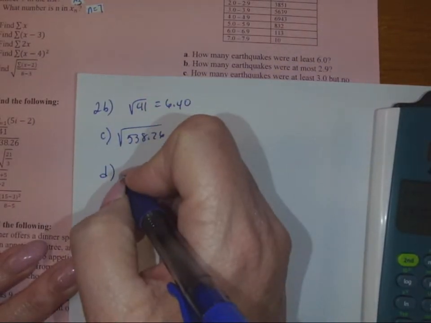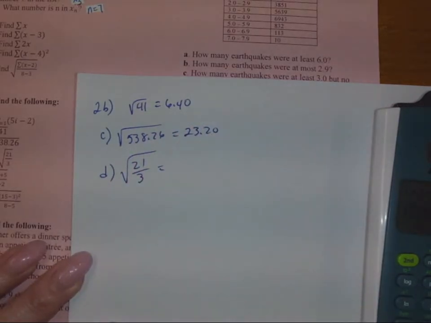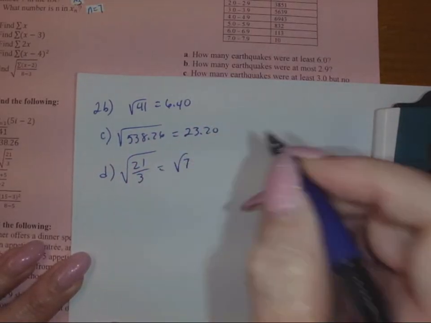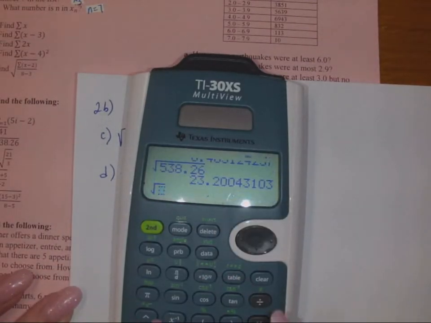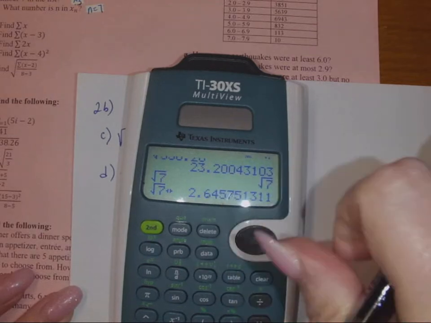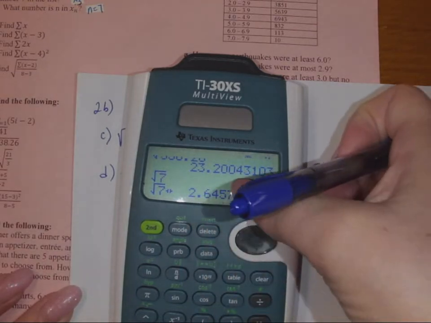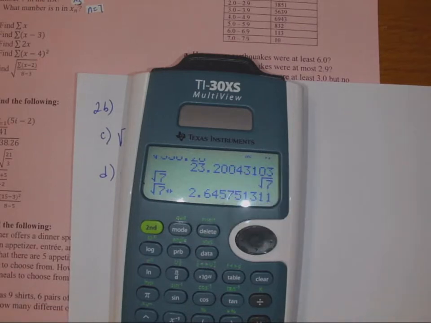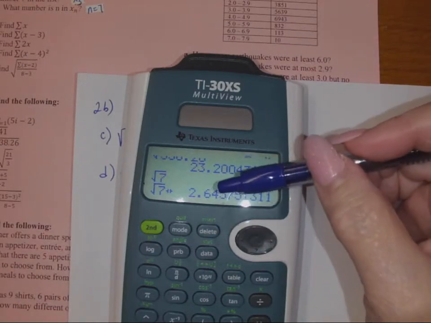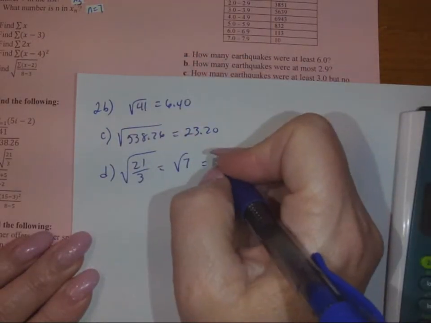Part D, we have the square root of 21 over 3. Well, that reduces to the square root of 7. And taking the square root of 7, I have to hit my double arrows again. So we end up with 2.645. Well, the 5, using our rounding rules, 5 or greater, we round up. So that 5 will cause the 4 to become a 5. So it'll be 2.65.